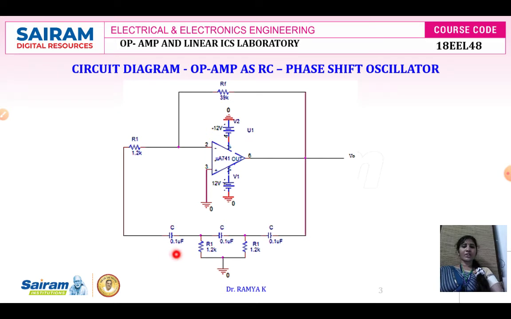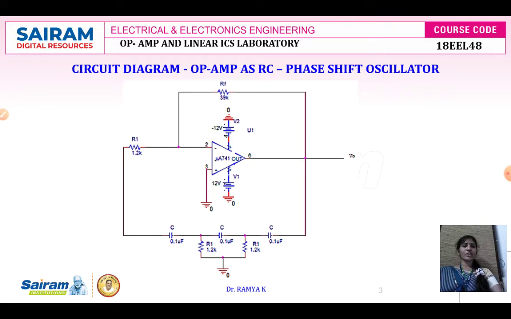Each RC phase shift network is going to produce a phase shift of 60 degrees. So this R1C is going to produce 60 degrees phase shift, and this R1C is going to produce 60 degrees phase shift, and this R1C is going to produce 60 degrees phase shift. Therefore, the total phase shift incurred by the connected circuit is going to be 360 degrees. So now we need to make the circuit work as an RC phase shift oscillator.